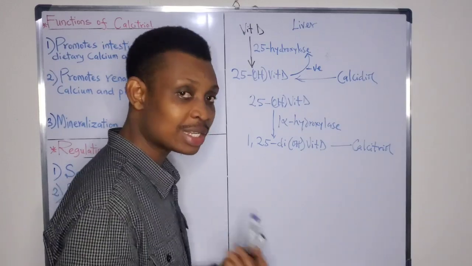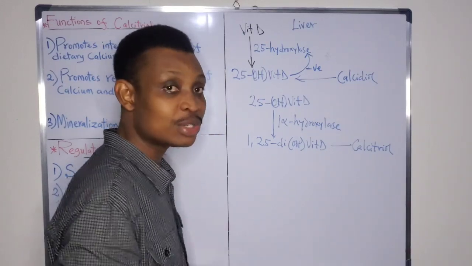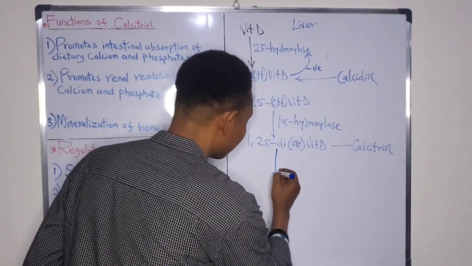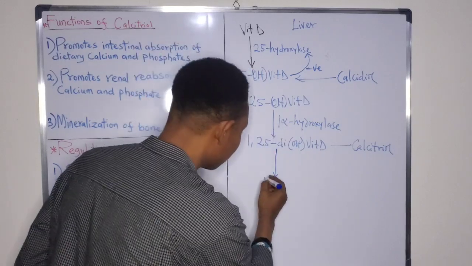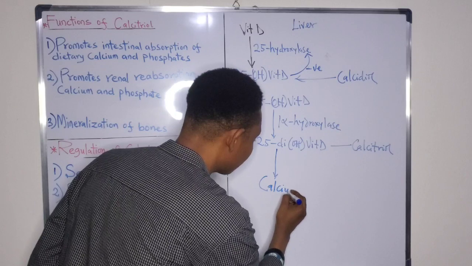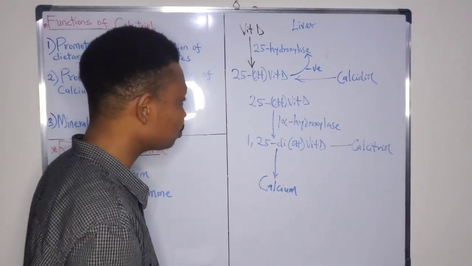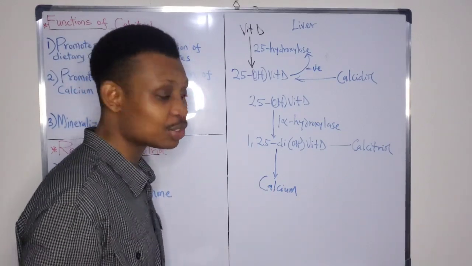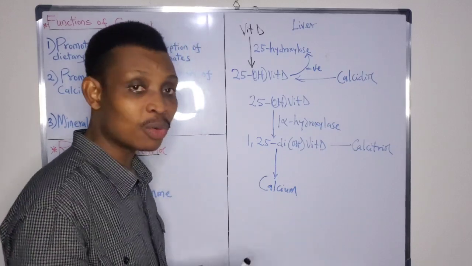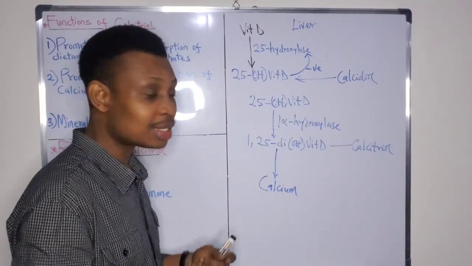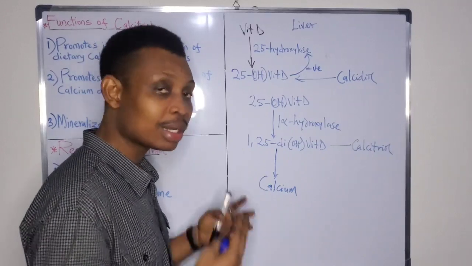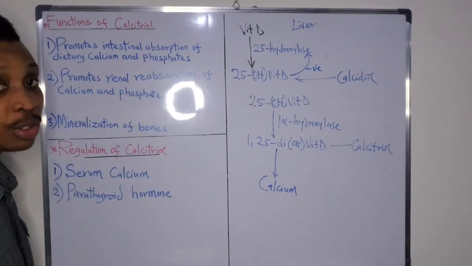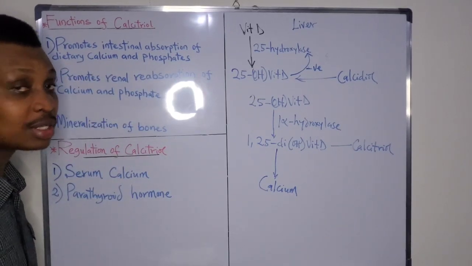What calcitriol does is it enhances and increases calcium in the circulation. So this calcitriol will now result in production of calcium in the circulation. Now, how does it increase the concentration of calcium in the circulation? Number one, it increases intestinal absorption of dietary calcium and phosphate. So we can see it promotes intestinal absorption of dietary calcium and phosphates.